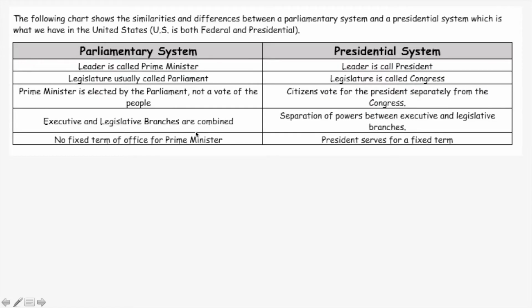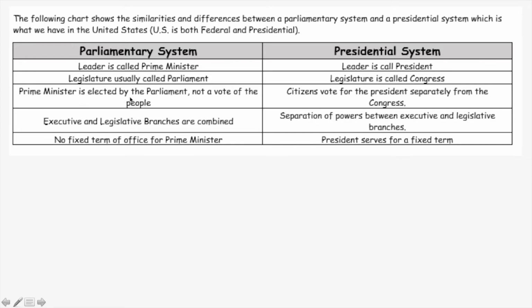This little chart shows similarities and differences between parliamentary and presidential systems. The United States has a presidential system, and we're going to compare those two. We have a president in our country, they have a prime minister. So let's look at how this works in the two different countries. In a parliamentary system, the leader is called the prime minister. In America, we call ours the president. The legislature is called parliament. Ours is called Congress, the lawmaking branch.